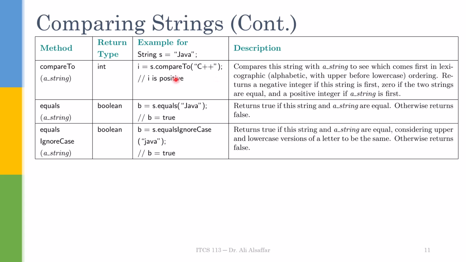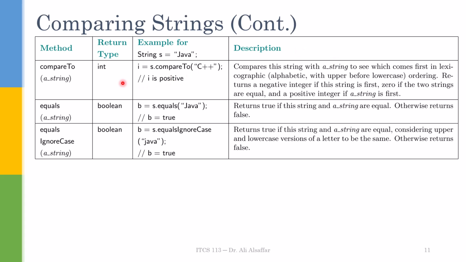Compares this string with a string, which is the input, and see which one comes first in lexicographical ordering. And we look at the return value. If it is negative, then the first string comes before. And if it is 0, they are equal. And if it is positive, then the first one comes after.